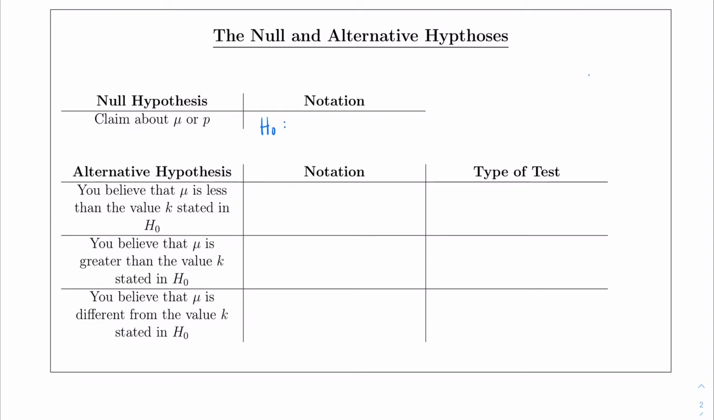So let's say in an example you're told that the average mileage per gallon of a new car is some value. Then you would state in your null hypothesis that mu is equal to whatever value that you were given. And in this case, k is any real number.